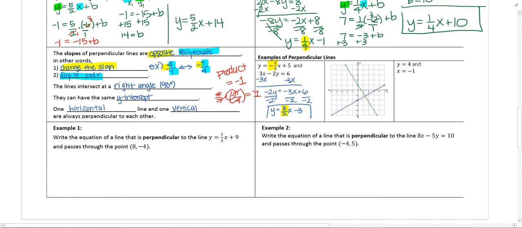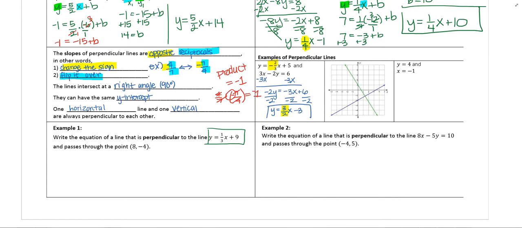So the procedure to finding the equation of a line that is perpendicular to a given line is going to be pretty much the same, except we don't use the same slope. We must change the slope so that it is a perpendicular slope. So let's do example 1. Write the equation of a line that is perpendicular to the line y equals 1/3 x plus 9 and passes through the point (8, -4).